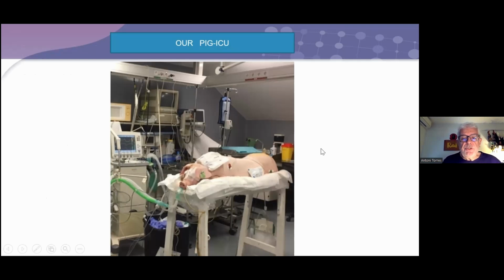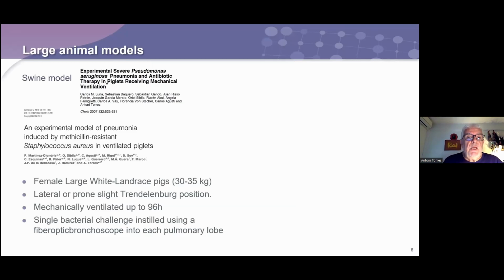We performed this study in piglets, of the same race and the same type of weight, and in animals that were healthy, of course. This is the big difference compared to real life. This is important. And this is one of the first studies that we performed. This study was done in Argentina.